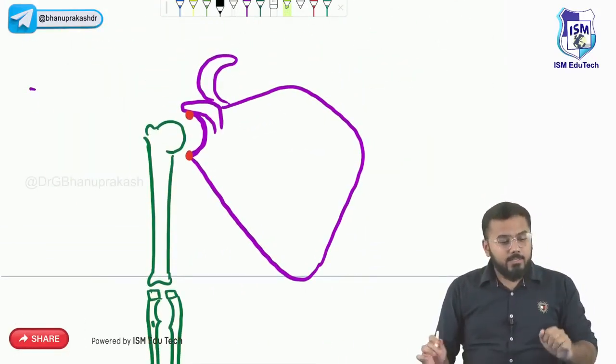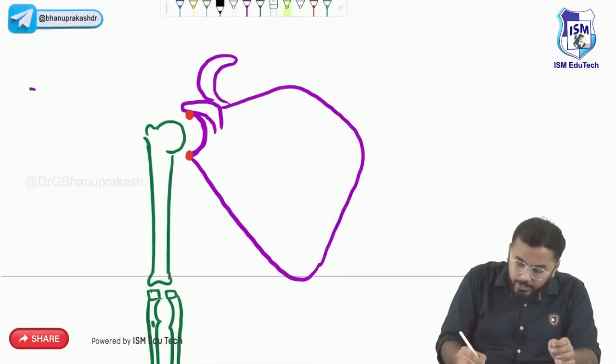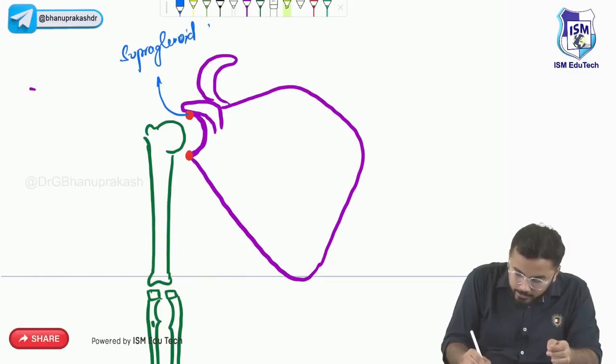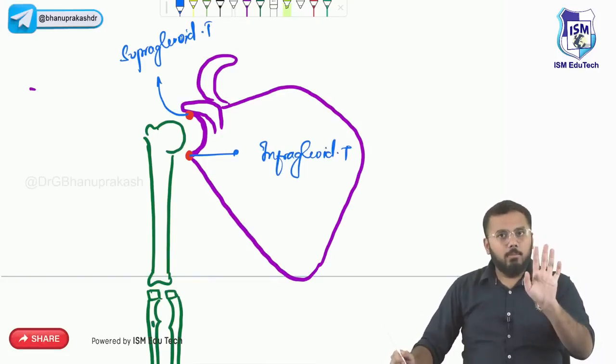Look here now at this scapula. This is your glenoid cavity. Now in this glenoid cavity, here you have the supraglenoid tubercle and here you have the infraglenoid tubercle. This is the supraglenoid tubercle and this is the infraglenoid tubercle. The same thing I'm showing to you here. This is the supraglenoid tubercle and this is the infraglenoid tubercle.